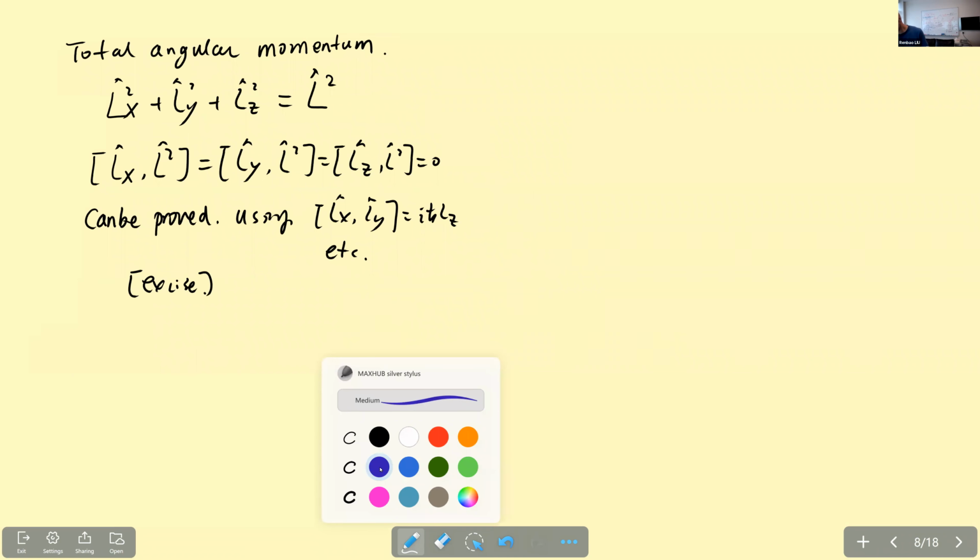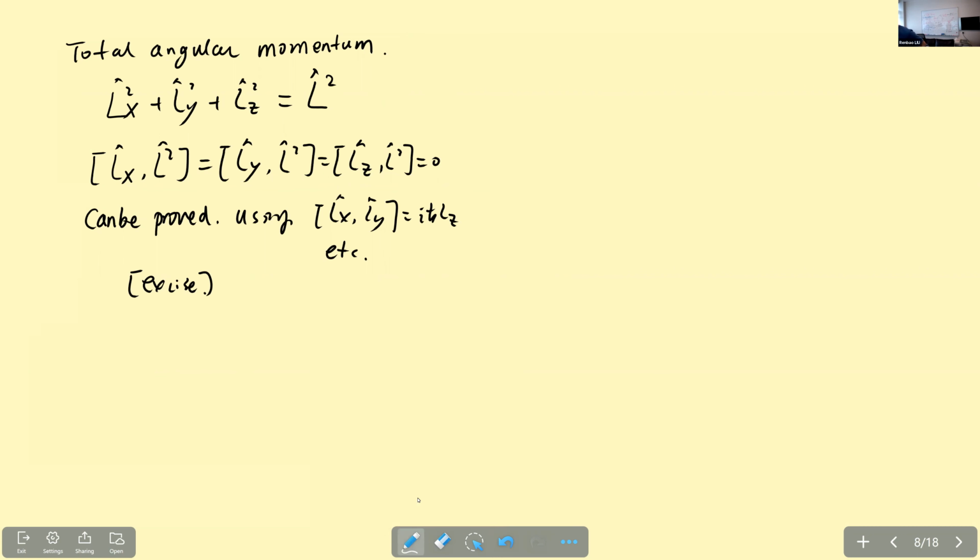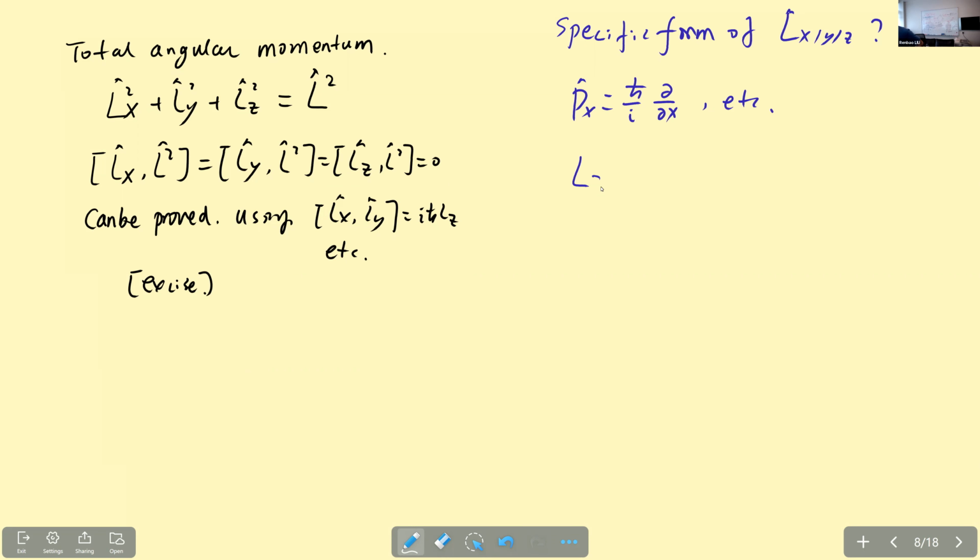But to make this a little bit more interesting, let's examine the specific form of Lx, Ly, and Lz, for example. We know that, for example, Px is given by h bar over i partial x, and so on and so forth. And how about this one, and this one?